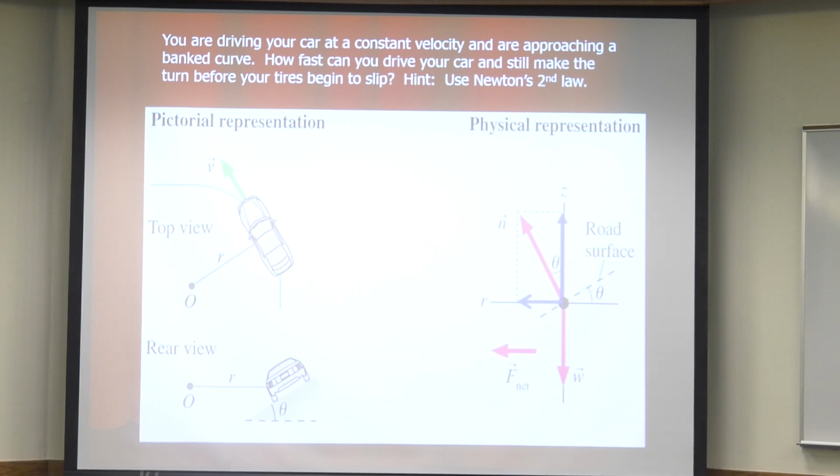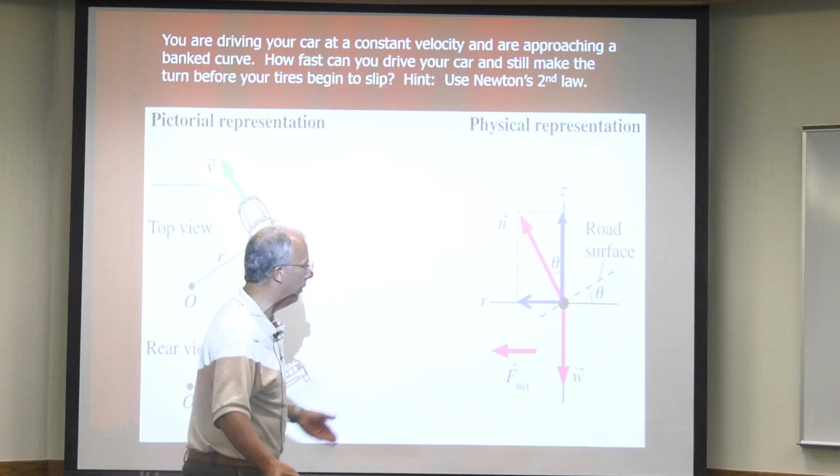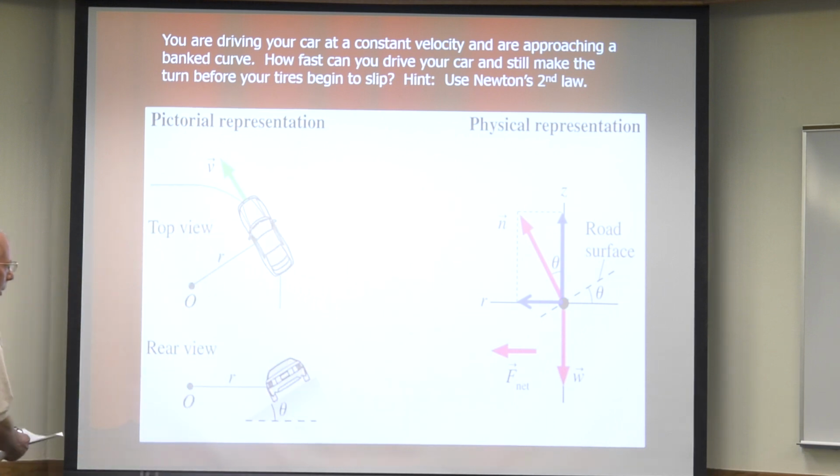You are driving a car at a constant velocity and approaching a banked curve. How fast can you drive your car and still make the turn before your tires begin to slip? You don't want to slide like on ice. Hint: use Newton's second law. No kidding. As soon as you see that force diagram, you have to use Newton's second law. What else would you do? All right, so here we go.